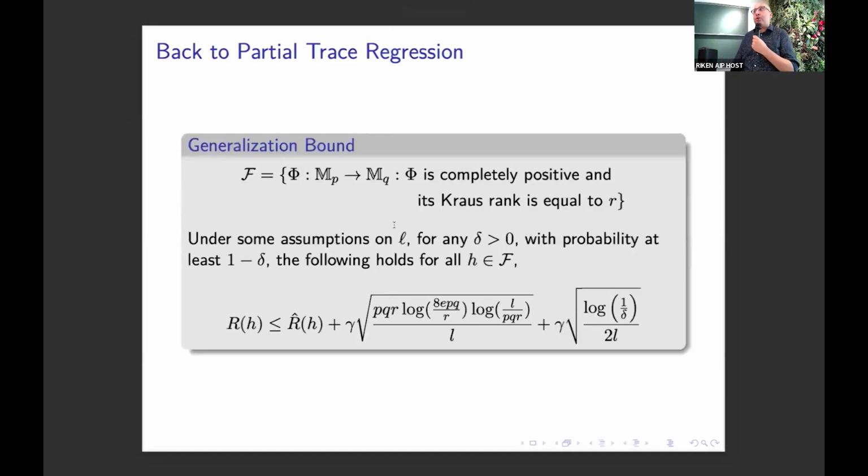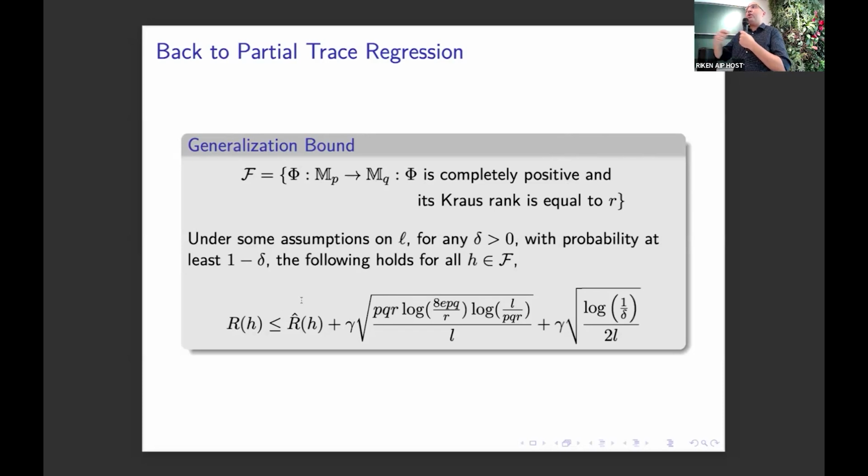This is what we do in practice. And here we have a control of the true risk. The true risk is less than the empirical risk plus this term. So if we reduce the empirical risk, we can control the true risk. And here we have the parameter r, the Kraus rank. It plays the role of a trade-off between overfitting and underfitting. When r is small, the class of functions in which we search for a solution is small, but in this case we can have a better control of the true risk.